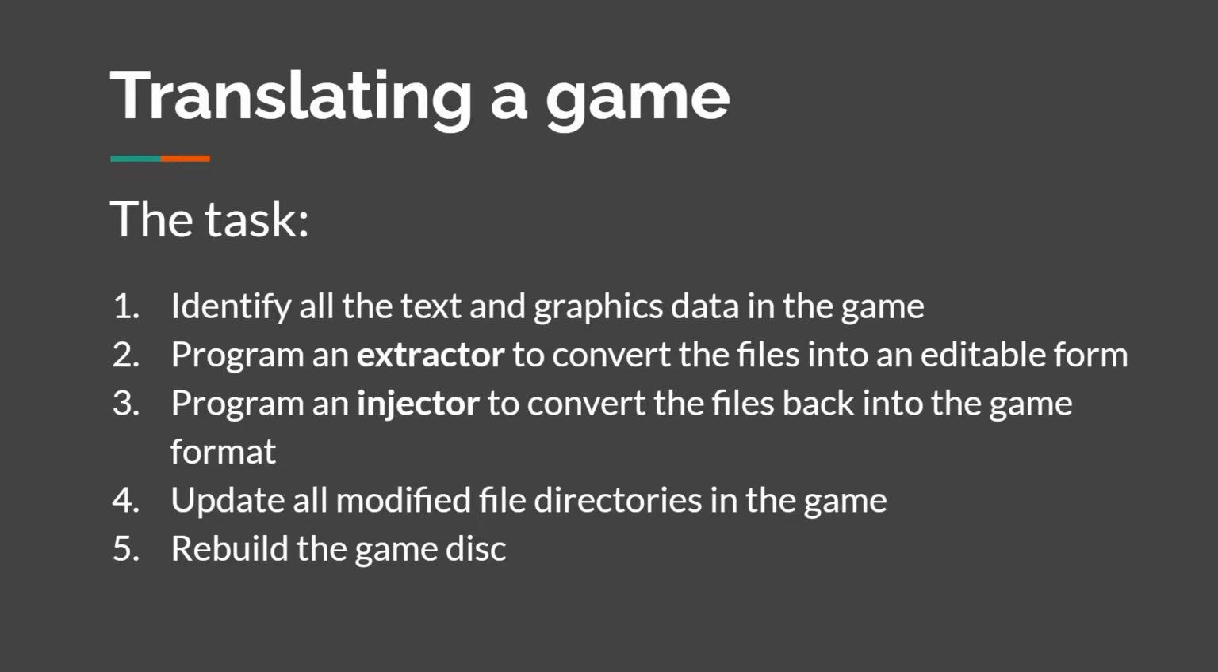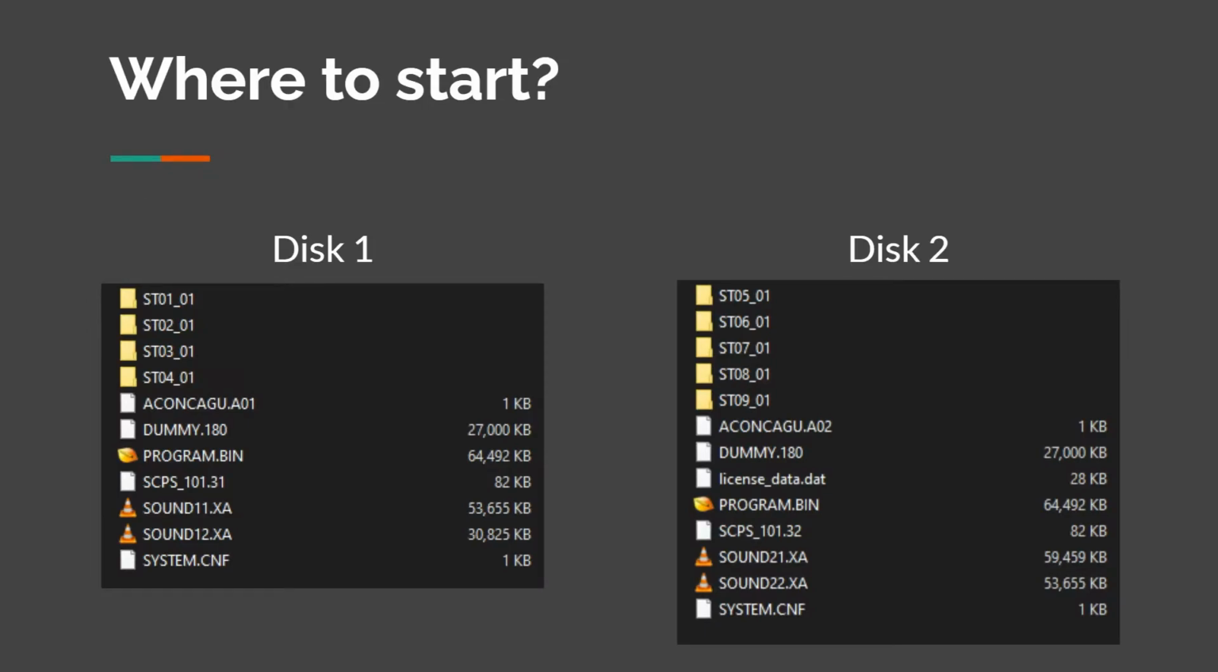For example, images need to be turned into PNGs that we can open in Photoshop. And then, after that step, we have to program an injector to convert our edited files back into the game formats. For example, taking that PNG and turning it back into a binary file that the game recognizes. After we have that, we need to make sure that we're updating all of the file directories that the game is looking at to keep track of where the files are, and then rebuild the game disk. So where do we even start?